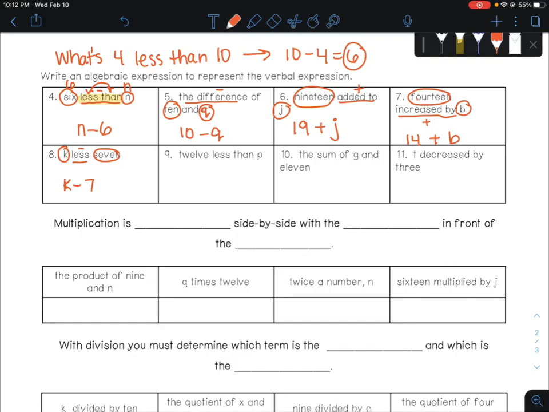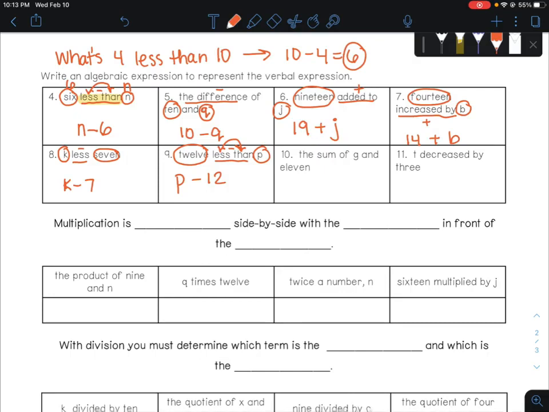12 less than p. So 12 less than, remember our annotation for less than is minus with the arrows because we're flipping it, p. So it's not 12 minus p. We have to flip it around. It's p minus 12. So you're saying 12 less than p. So take p and remove 12 from it.